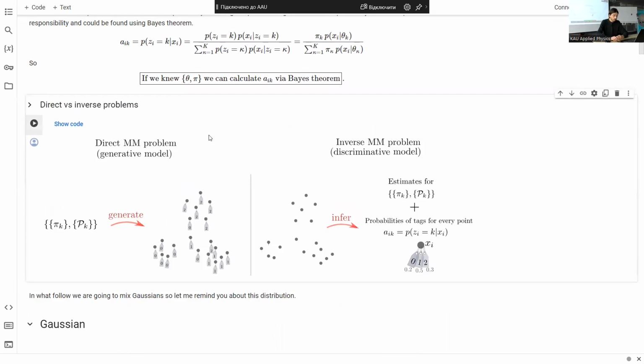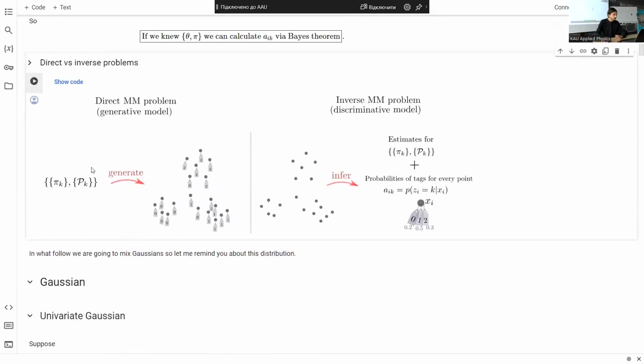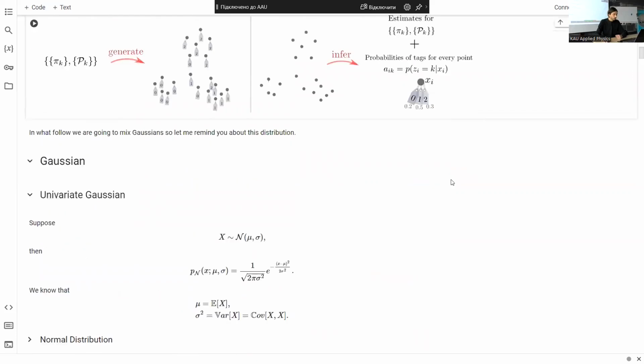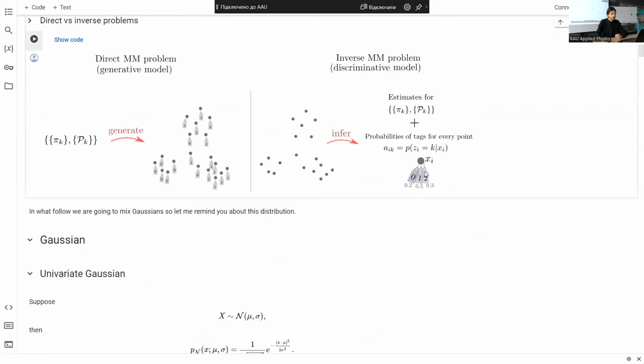Okay, so direct versus the inverse problem. Direct problem is very easy. I have my probability distributions. I have the probabilities of getting different labels, and I need just to generate my points. Very easy. The inverse problem is much more complicated. I need to estimate somehow the parameters. And that may be quite complicated when I'm having just a data set, because I don't have any labels, I don't have anything. So that may be a problem. Okay, so we will see some methods how to do that.